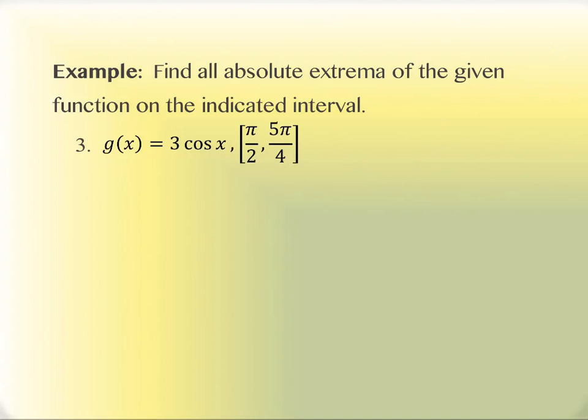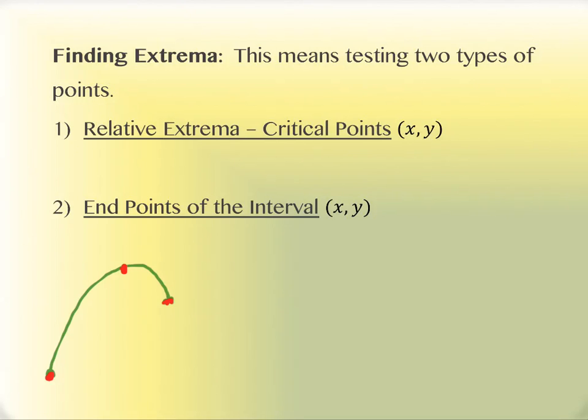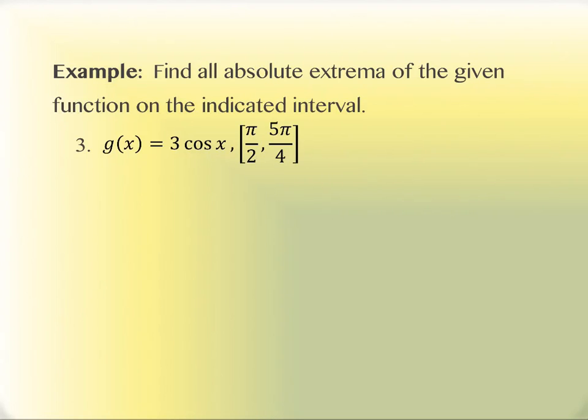To find absolute extrema means I have to test 2 types of points. I have to find the critical numbers and test them, and I have to use the endpoints and test them. If you fail to test one or the other, you have failed to verify that you've checked all possible solutions. So the first one we'll do is critical points, because I listed that first over here in the relative extrema. Let's do the critical numbers first.